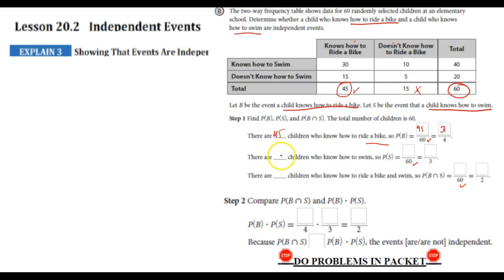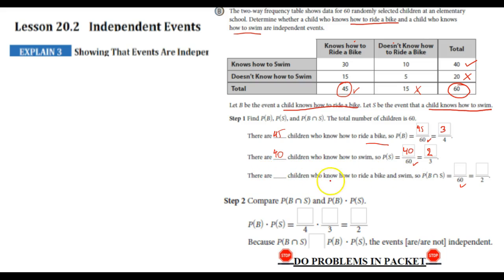So it says there are blank children who know how to swim. Let's look at our totals here. There are those who know how to swim and those who don't. How many know how to swim? That would be 40, so 40 out of 60. Let's go ahead and reduce. Why not? So 60 reduces down to 3, which means 40 would reduce down to 2.